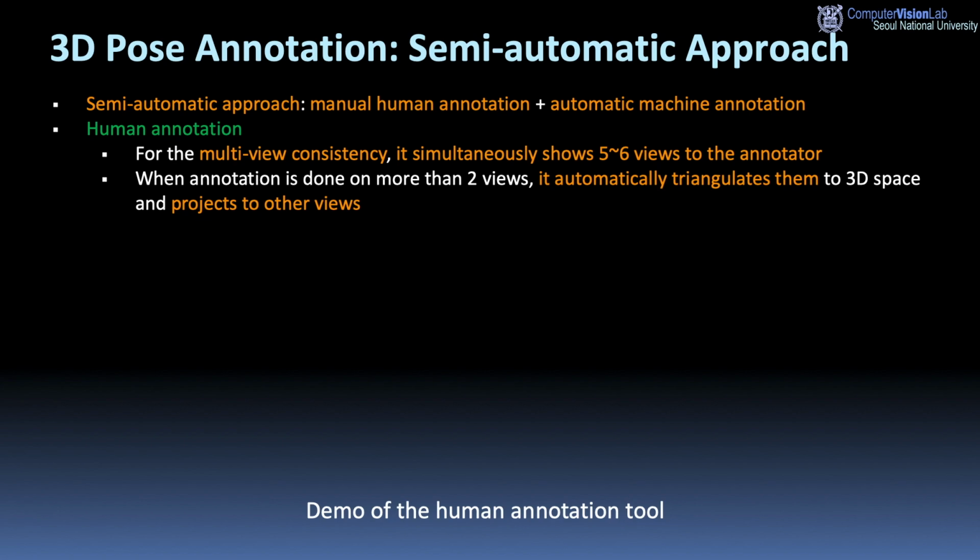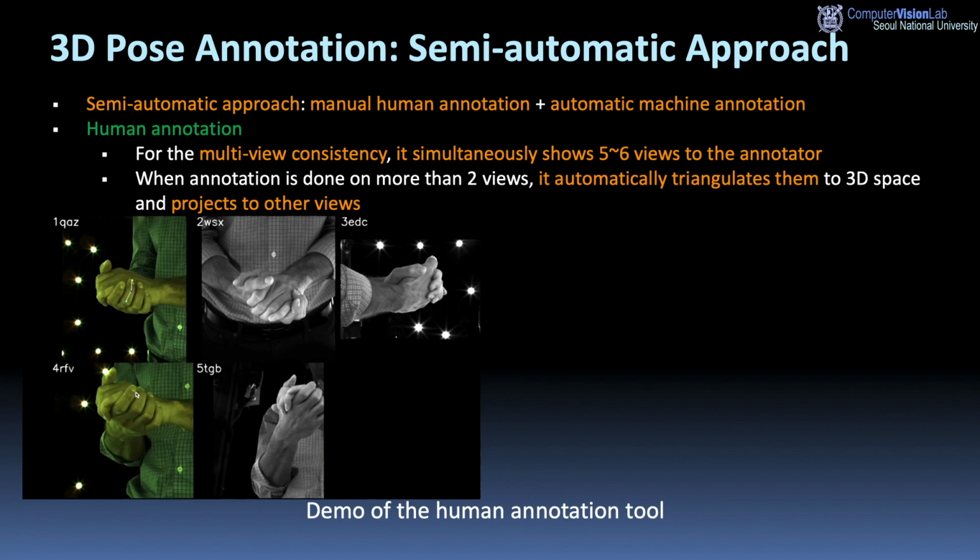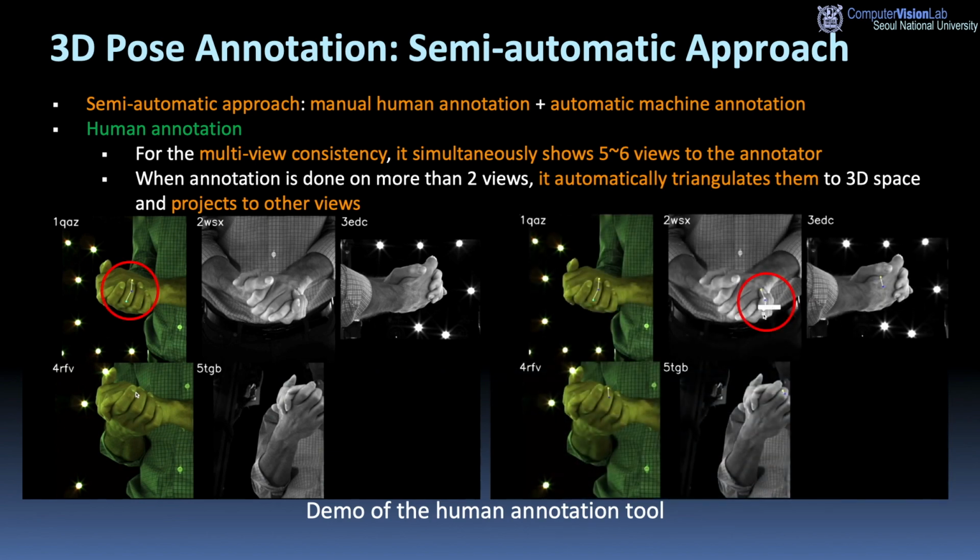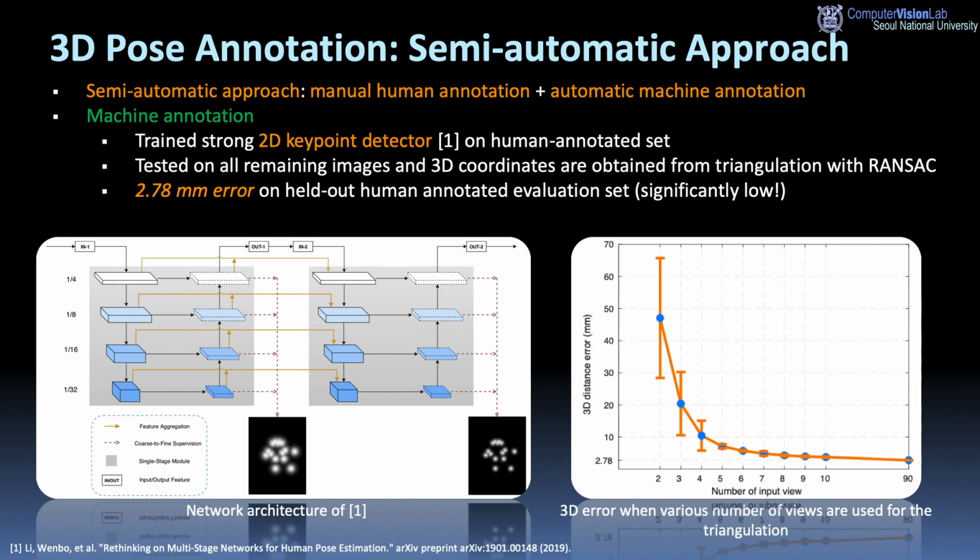For the annotation, we use a semi-automatic approach, which consists of manual human annotation and automatic machine annotation. For the human annotation, we simultaneously show 5 to 6 views to the annotator for multi-view consistency. When the annotation is done on more than 2 views, it automatically triangulates them to 3D space and projects to other views. For the machine annotation, we train a strong 2D keypoint detector on the human annotated set and test it on all remaining images, and 3D coordinates are obtained from triangulation with RANSAC.